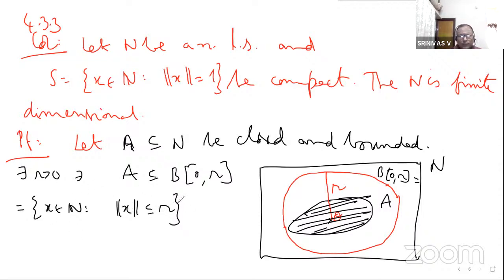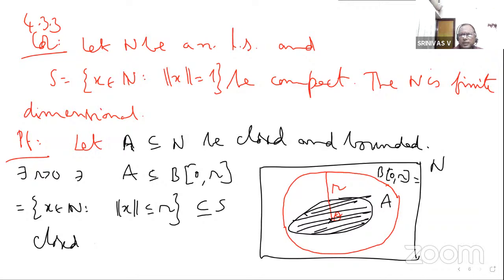If your r is less than 1, then this will be a subset of S. This is contained in S. And S is compact, and this becomes a closed subset of S. So a closed subset of a compact set is compact.